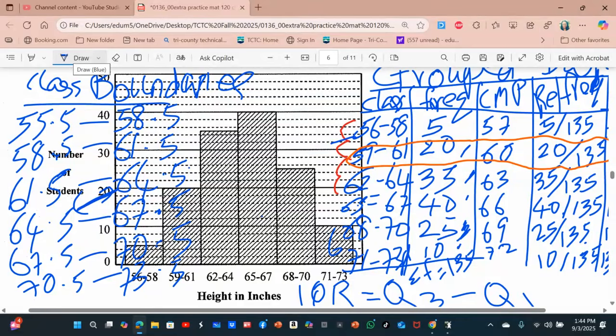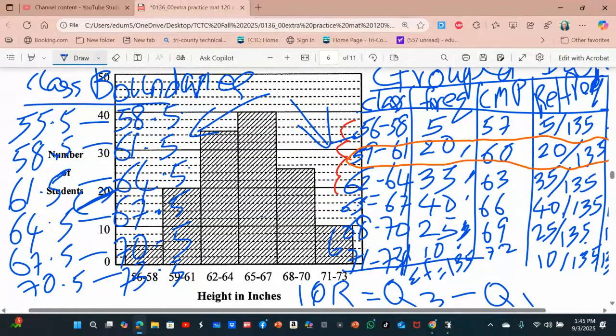I want you to make sure you know which one is which. These are class limits, and these are class boundaries. The second one is class boundaries, and these are class widths. The difference between consecutive lower limits is still going to be the same. Let me know if you have any questions on this.